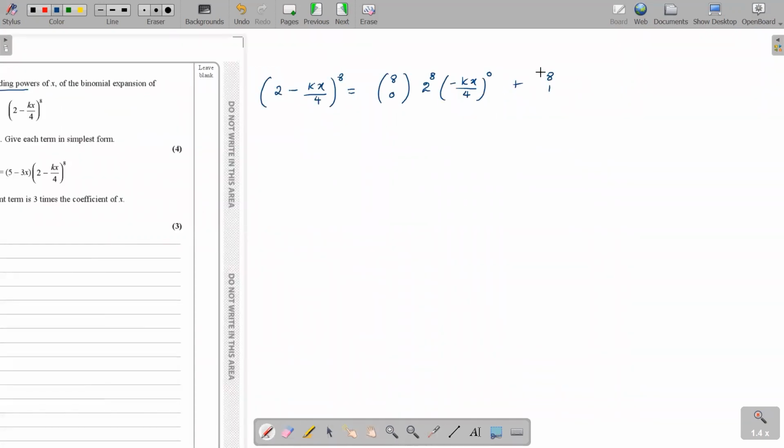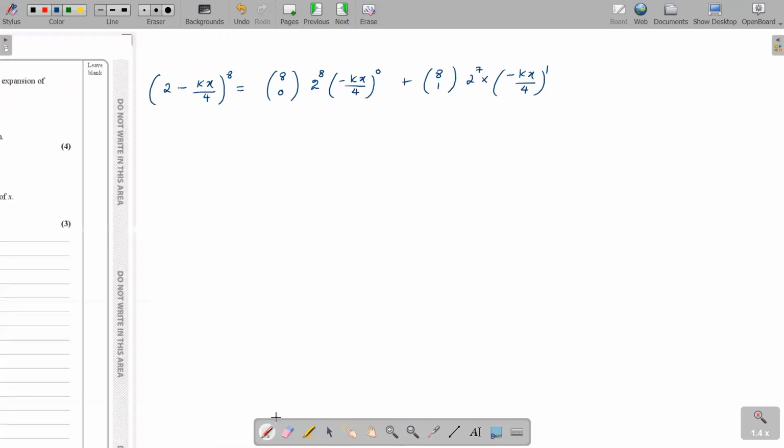Plus 8c1 times 2 to the power 7 times (minus kx over 4) to the power 1. Do you see this? Here the power is 8 minus 1, which is 7, and here the power is 1. The next one, 8c2, 2 to the power 8 minus 2 is 6, into (minus kx over 4) to the power 2. So you agree? So I have written 3 terms.